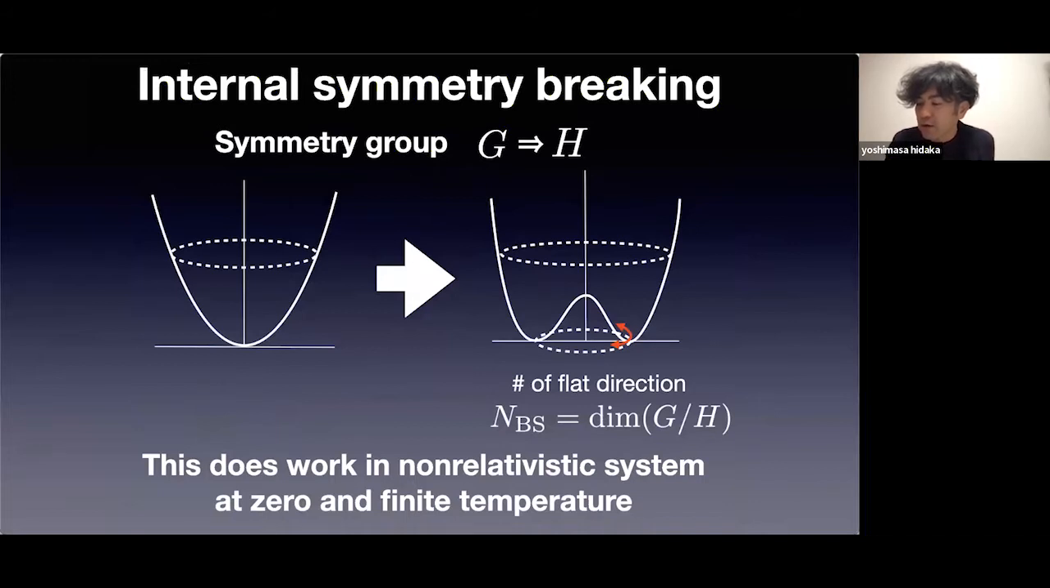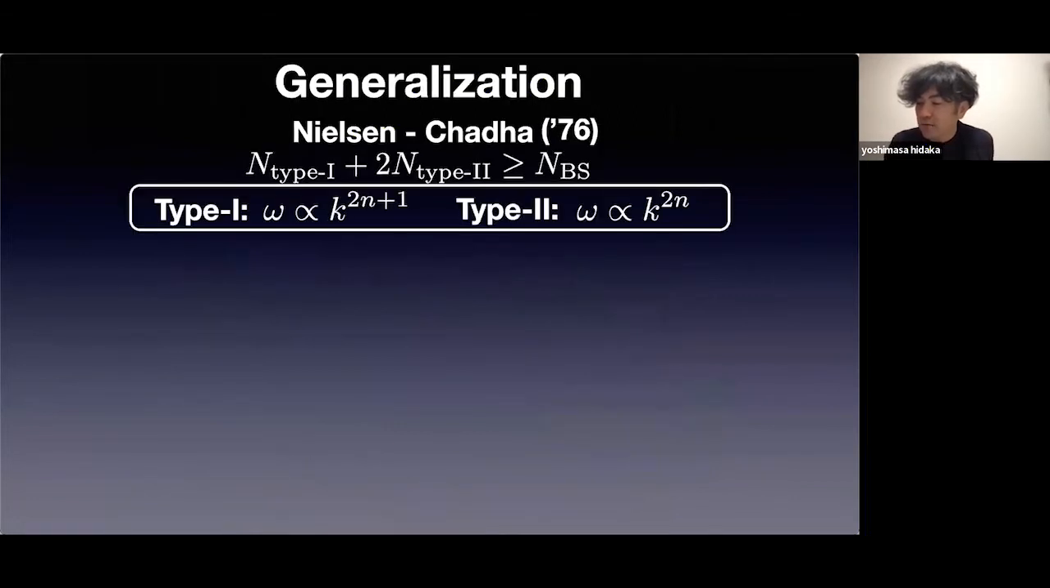But the situation of the potential is actually similar. When the global symmetry G is broken down to the symmetry H, the number of flat directions is actually the same. But a flat direction does not mean an independent gapless excitation. That is the point in the non-relativistic system.